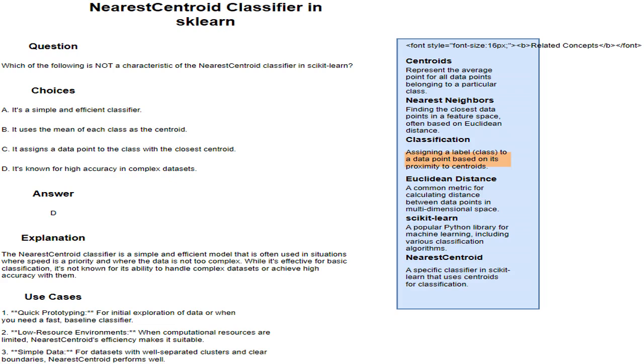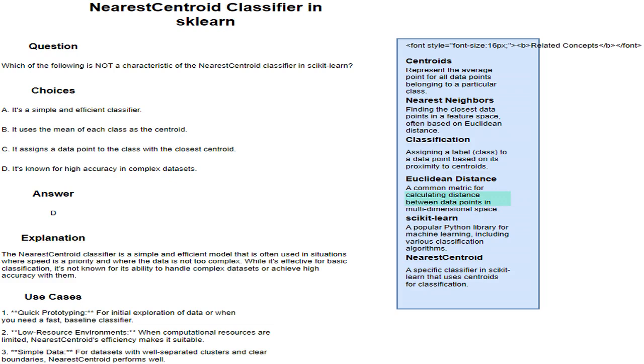Classification: assigning a label or class to a data point based on its proximity to centroids. In our fruit example, if the new fruit is closer to the apple's centroid, it would be classified as an apple.